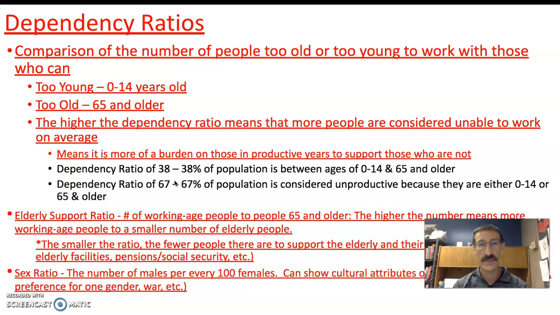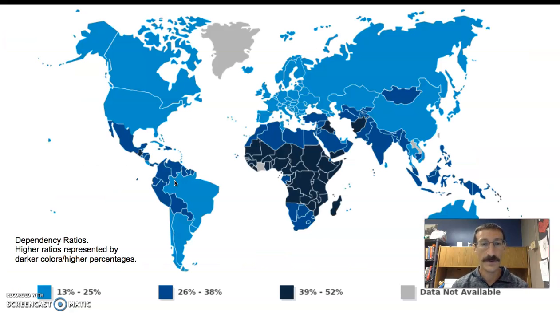Then, of course, we have our sex ratio. We mentioned that in the last video. Okay, the number of males per every 100 females can show cultural attributes of a region, such as what types of jobs might be done in these areas, education going on, preference for one gender, things related to war. All right, so we're going to look at those kinds of examples.